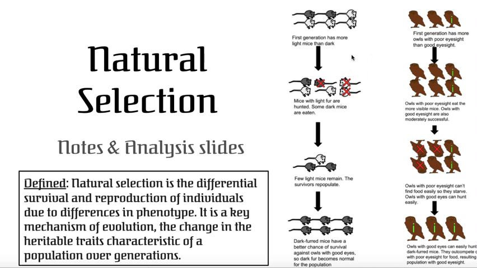You can see over here on the right, an example: the first generation has more light mice than dark mice. In the first generation of owls, those with poor eyesight rather than good sight eat the more visible mice, and owls with good sight are also moderately successful. What happens then is that the mice with light fur are hunted. Some dark mice might still get eaten, but few light mice remain.